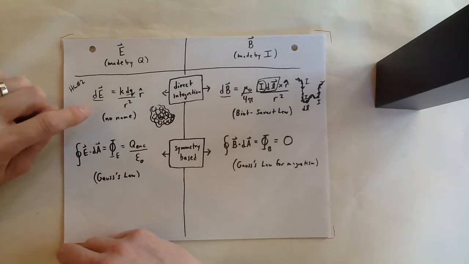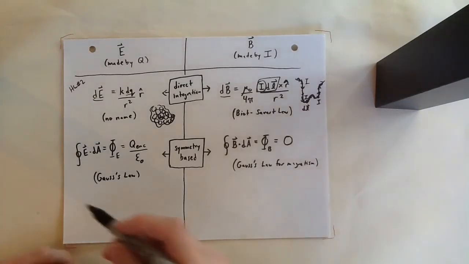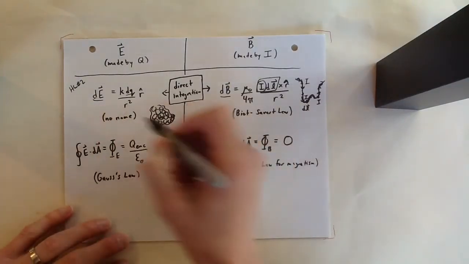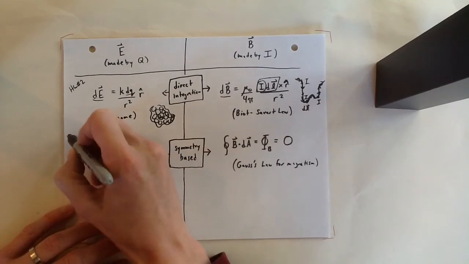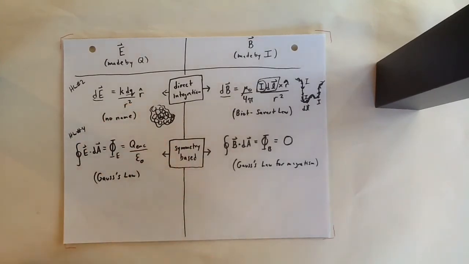Now, of course, the direct integration approach took a lot of effort to get done sometimes. So there are also what I'll call symmetry-based laws. This is what you did on homework 4. Of course, you did Gauss's law.